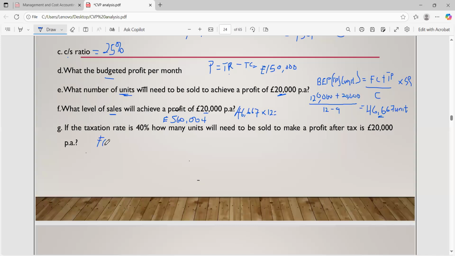So we have fixed cost plus targeted profit divided by 1 minus the tax rate, or divided by the contribution. So we have fixed cost of 120,000. Please don't leave even if you know this basic one, because this is just a warm-up to go and do the deeper ones. I've seen some people dropping off already. 20,000. The tax rate is 40%. So I have 1 minus 40%.